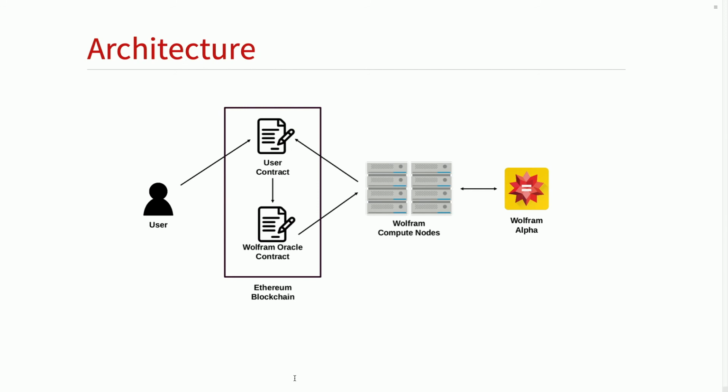So here's our proposed architecture for the Oracle. There are two main components in this architecture. The first one is the Wolfram Oracle contract that lives inside a blockchain, and the other one is the Wolfram compute nodes on the outside. A contract that wants to query Alpha would internally call our Wolfram Oracle contract, which will trigger an event with all the query parameters. Then the compute node will listen to that event, take all the query parameters, make a request to Alpha, and finally submit a transaction in order to deliver the data the user contract has requested.